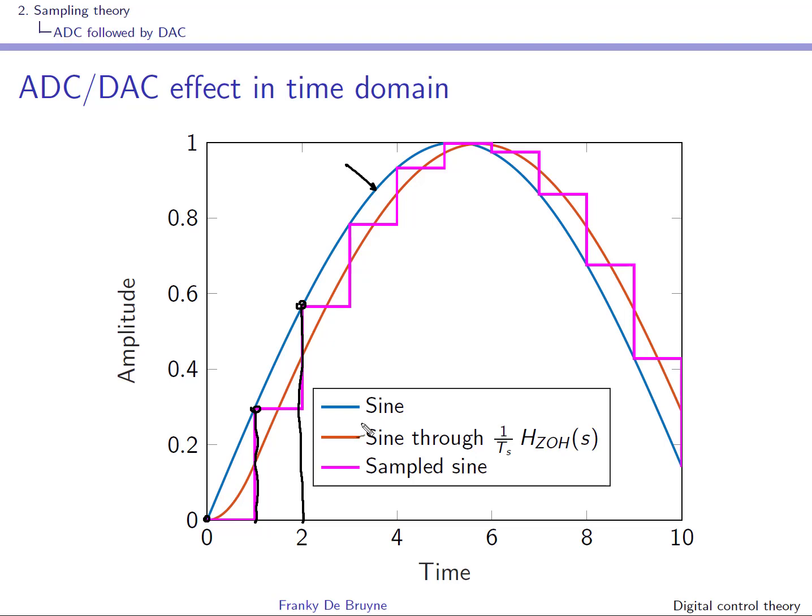What you have here in orange is the original signal going through this transfer function that mimics the combined ADC and DAC effects. And you can clearly see, and of course here you have an initialization problem, but after some time you clearly see that there is here on average a delay of roughly Ts over 2.